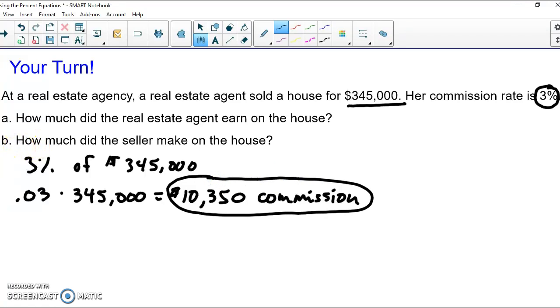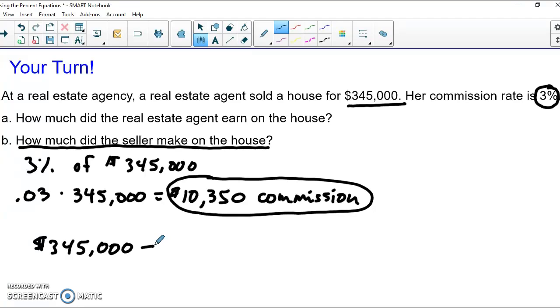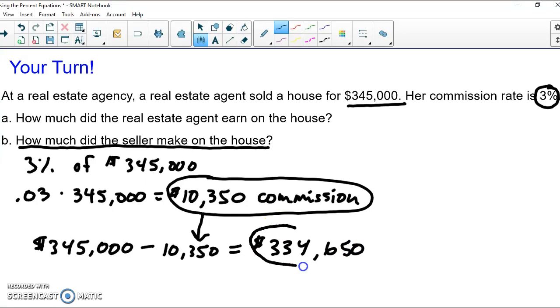So now if we want to know how much money the seller made on the house, well, they sold their house for $345,000, but they also had to pay their real estate agent her commission, which was $10,350. So I need to subtract from the selling price the agent's commission. And that is a difference of $334,650. So the sellers still make a pretty good paycheck on the sale of their house.